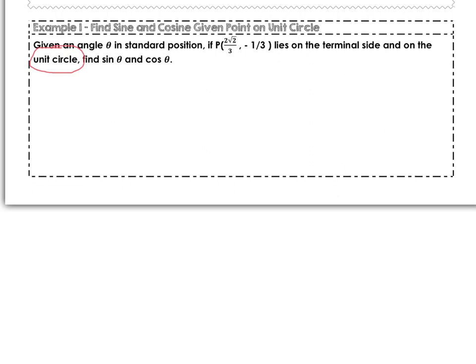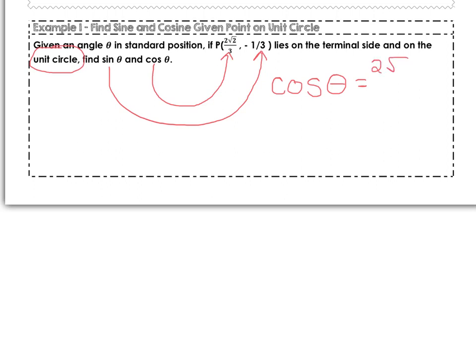Because the point is lying on the unit circle, I get to use the fact that the cosine is my x-coordinate and the sine is going to be my y-coordinate. The reason this is true is because the radius of the unit circle is 1. These values essentially reflect the adjacent or the hypotenuse side of the triangle that we would create. So the cosine of theta would be 2 radical 2 over 3, and the sine of theta would be our y-coordinate, which is negative 1/3.